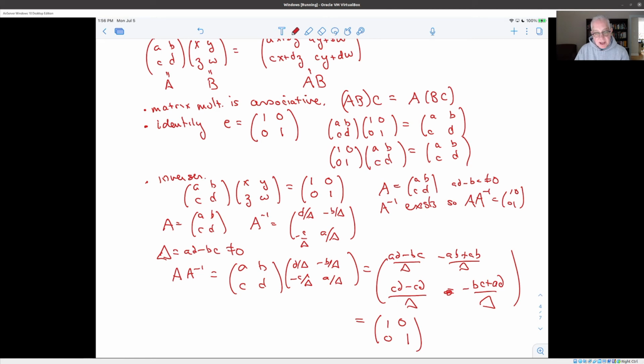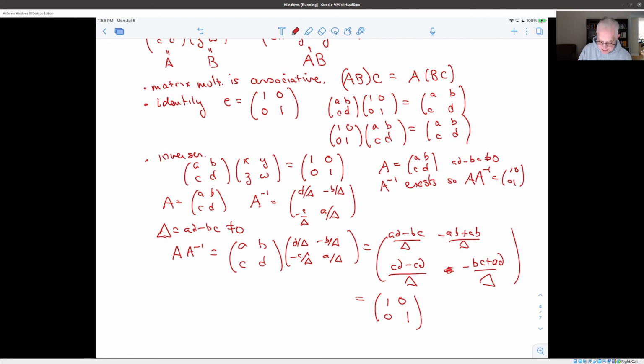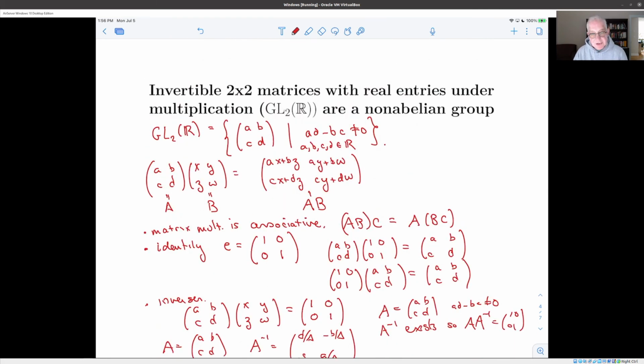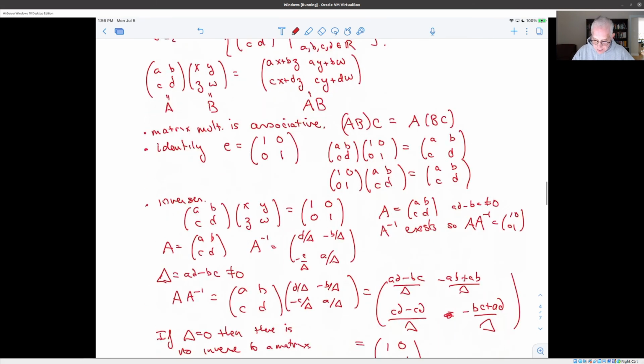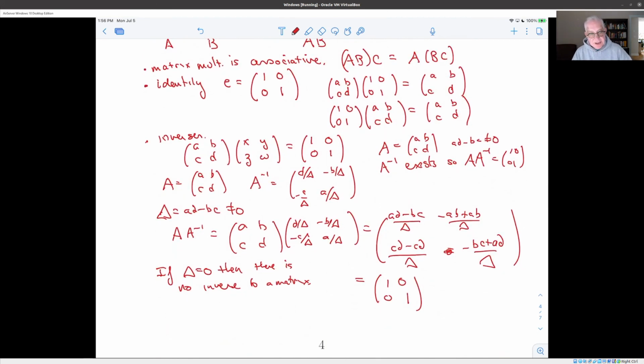If the determinant is 0, then you can't find an inverse for that matrix. And that I'm also not going to prove. I'll probably leave that as an exercise. It was something that you studied in linear algebra. So if delta is 0, then there is no inverse. But we don't actually care about that because we've limited our group to be the matrices which have non-zero determinant, and therefore every one of the matrices that has non-zero determinant has an inverse.